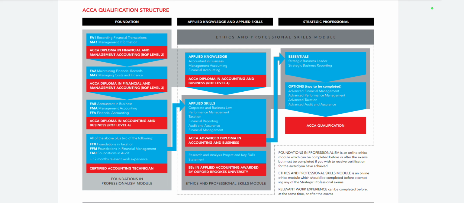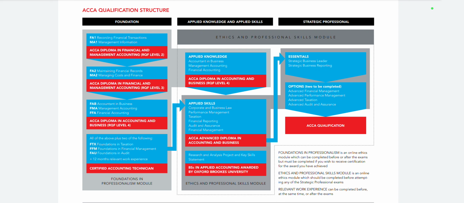Once you're done with that, you move on to the applied skills level. There are 6 papers, and once you're done with those, you'll be given the Advanced Diploma in Accounting and Business. For this also, you'll have to complete the Ethics and Professional Skills module. It's a one-time thing, so if you completed it after the knowledge level papers, that's it. Then you will be able to access these certificates through the My ACCA account, the portal.